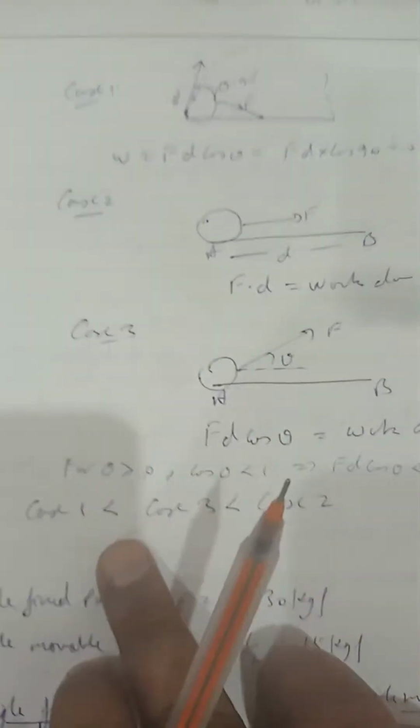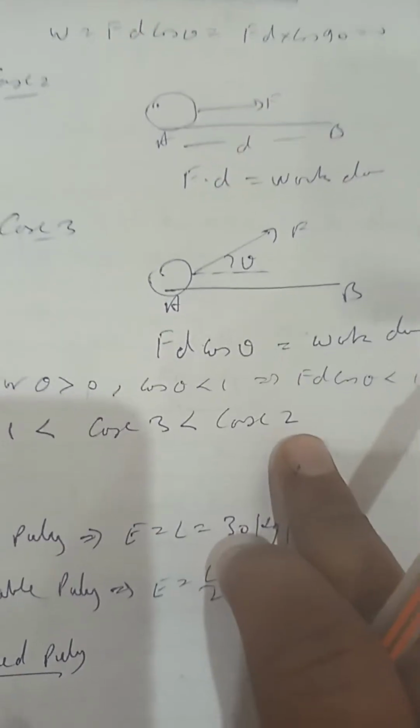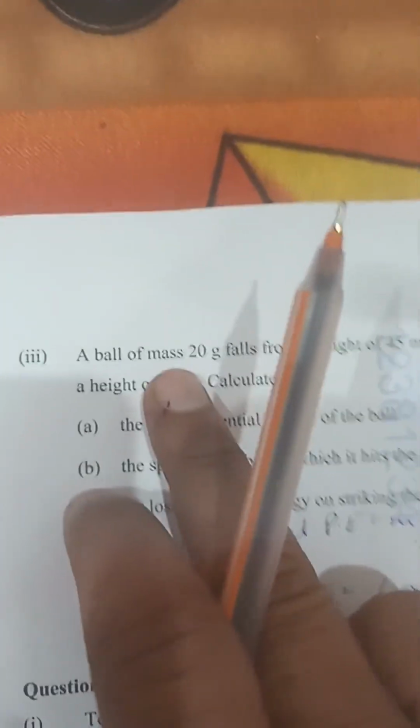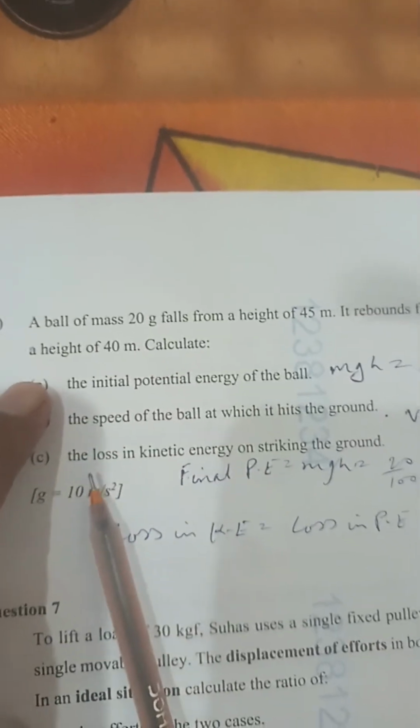So work done in case 1 is least, then in case 3, and maximum work is done in case 2. Now third part, a ball of mass 20 gram falls from a height of 45 meter. It rebounds from the ground to a height of 40 meter.